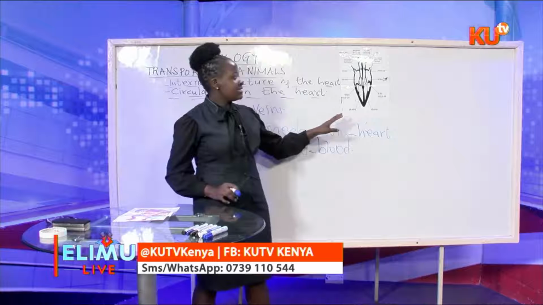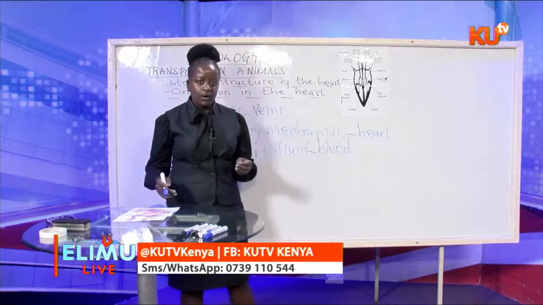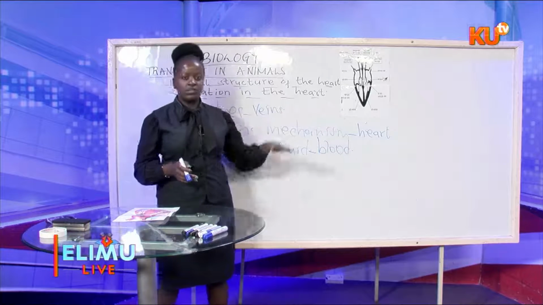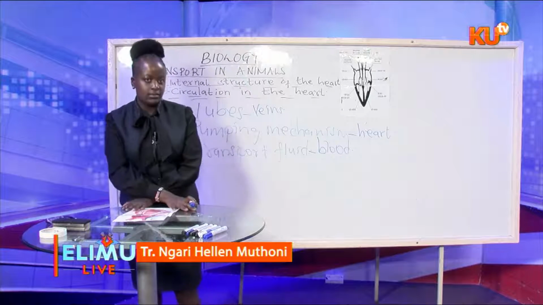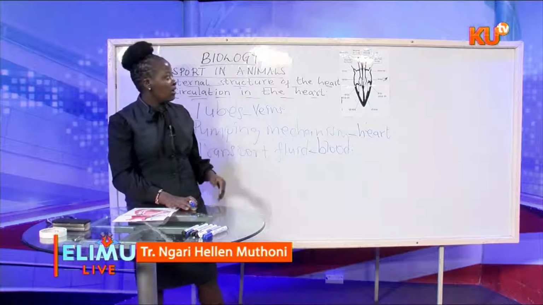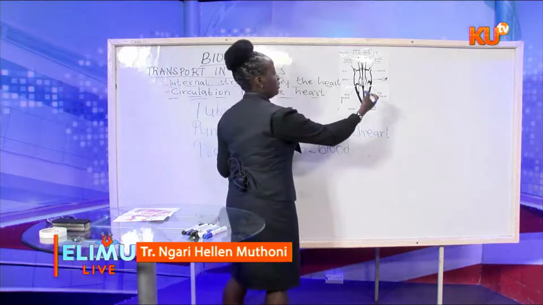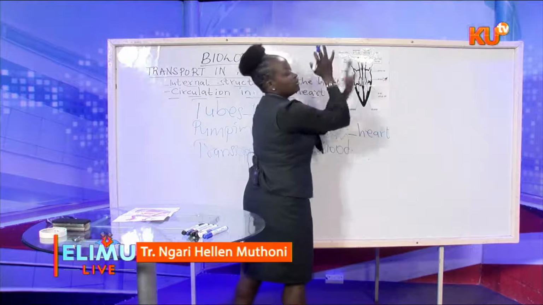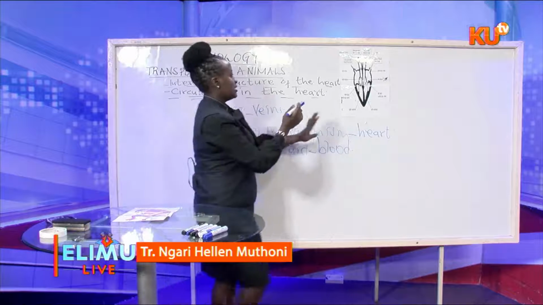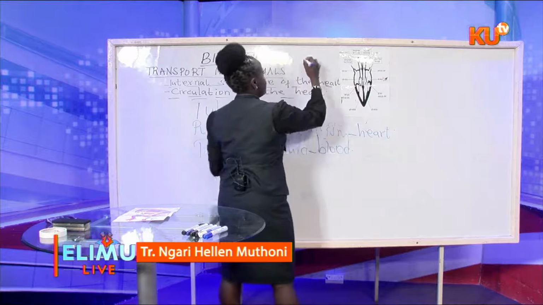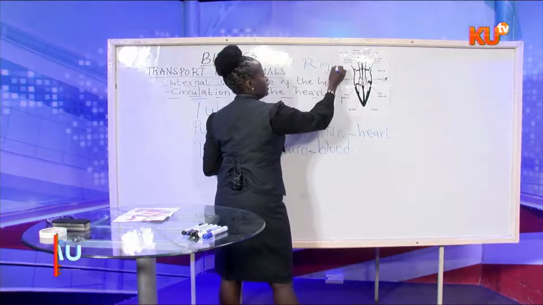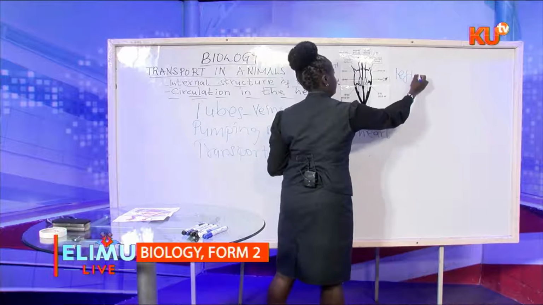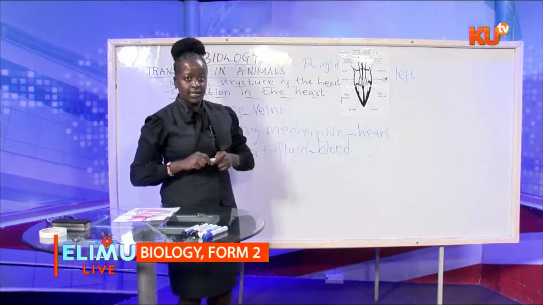Now, the chambers are usually given names oppositely. What do I mean? If I have to name these chambers, I have to cross my hands to be able to name them. If I face the board, my right is on my left. So I have to cross to be able to label. So this is the right side of the heart, and this is the left side of the heart. I hope we're moving together.